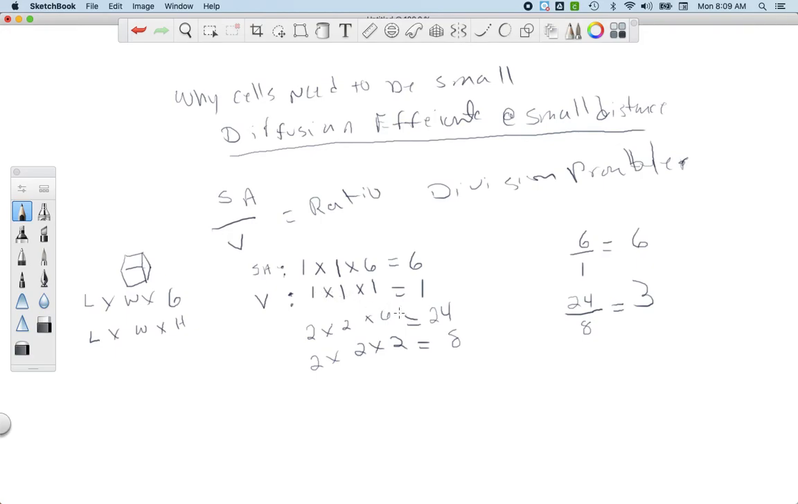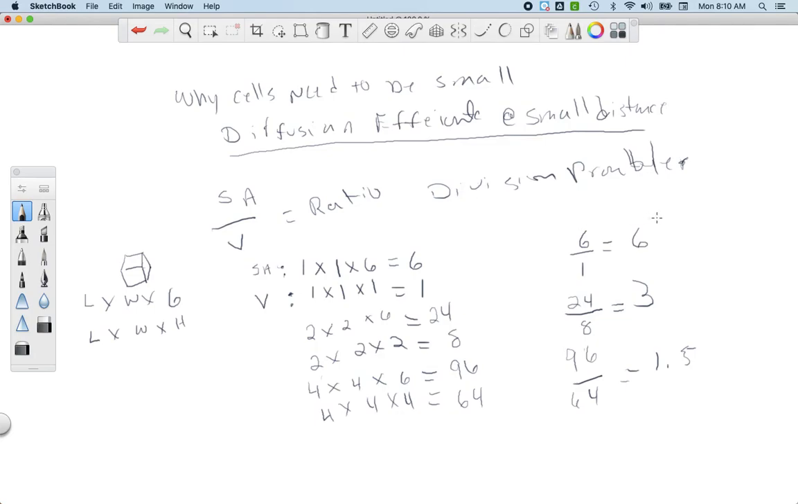Now if we double it one more time, we have 4 times 4 times 6, and that is equal to 96, I believe. 4 times 4 times 6, that is 96. And volume, 4 times 4 times 4, and that is equal to 64. So over here, 96 over 64. And if we divide those out, we get 1.5.